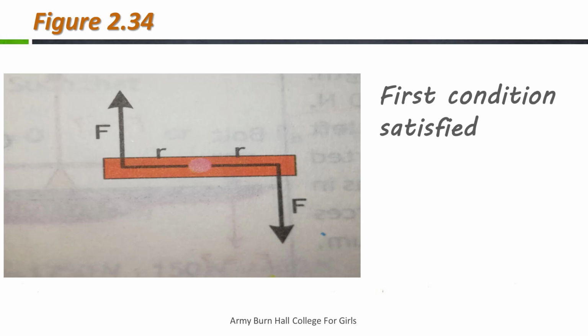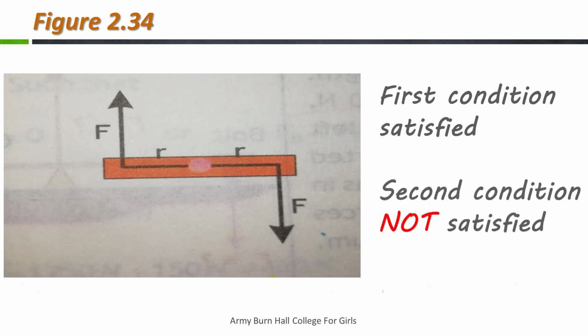If we are going to check the second condition of equilibrium, if this is the axis of rotation, you can see that over here this force is applying a torque and this force is applying a torque, and these two torques are not balanced. So the second condition of equilibrium is not satisfied. The sum of all the torques is not 0, so this body is having a tendency to rotate. First condition is satisfied but second condition is not, so this body is not in complete equilibrium. It will start rotating in the clockwise direction.